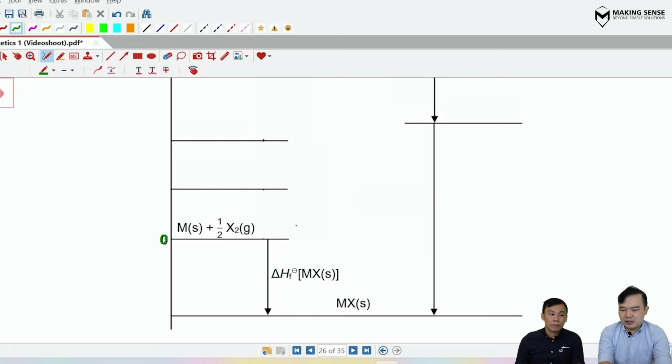So we're also going to assume that the formation is going to be exothermic. So I'll write out the energy level first, for the reactants going downwards towards the products. That is your F.